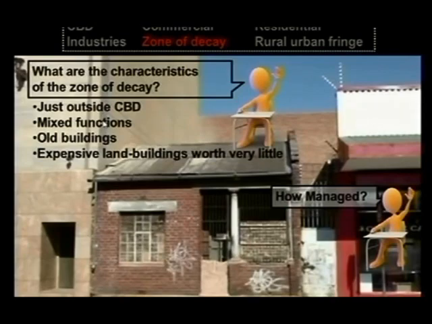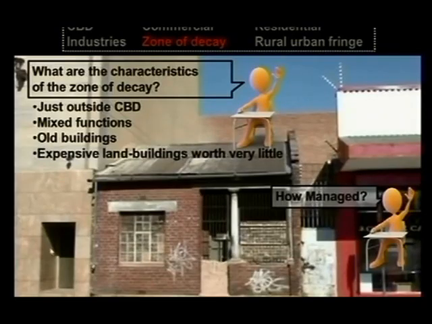When we looked at the other zones, the CBD, commercial, residential, industries, then we saw we only found one certain type of function there. But here in the zone of decay, immediately you'll see we've got a mixed function. And very important is that the land here is very, very expensive. Why? Because it's just outside the CBD, but the buildings are worth very, very little.